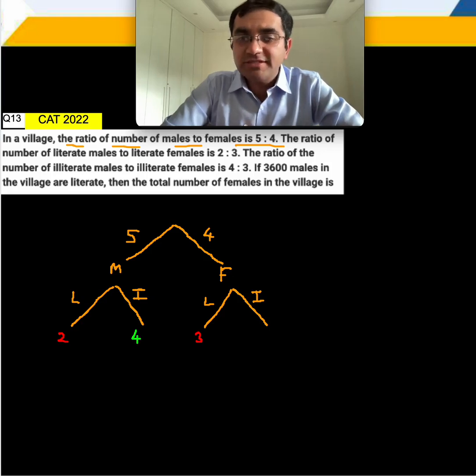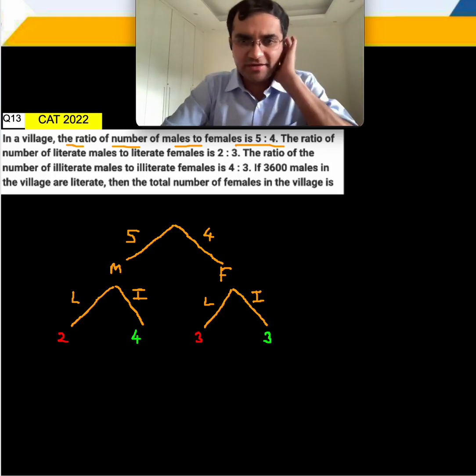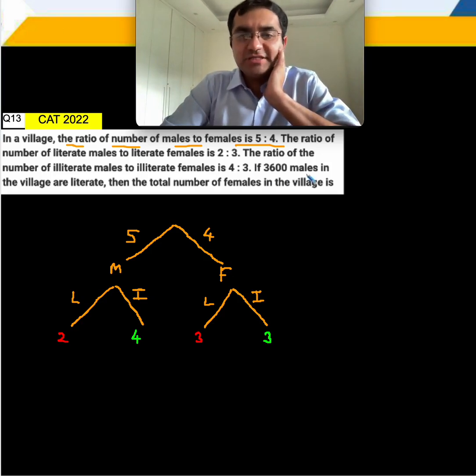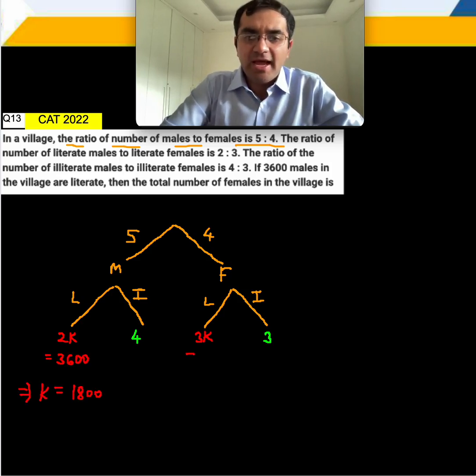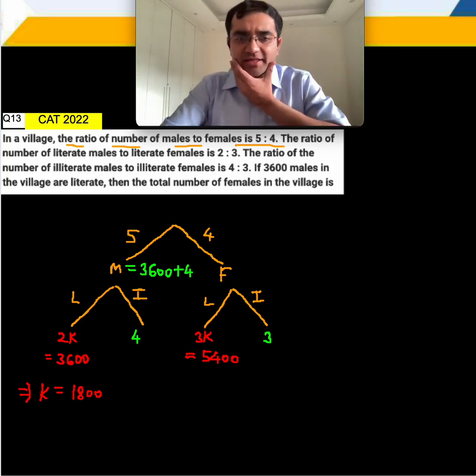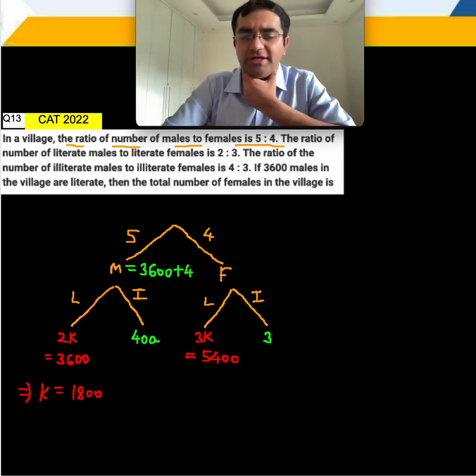Illiterate males to females is 4:3. Constant को हम देख के अभी लगाते हैं. And if 3600 males in the village are literate, so यहाँ पे 2k, let's put red color का constant k. 3600 males are literate, 2k is 3600, k is 1800, and therefore 3k becomes 5400. ठीक है? Now let's put green color का constant as a, so the total number of males become 3600 plus 4a. ठीक है? I think I want to make a change. Let me make it 40a. Green color 40a and 30a कर देते हैं.